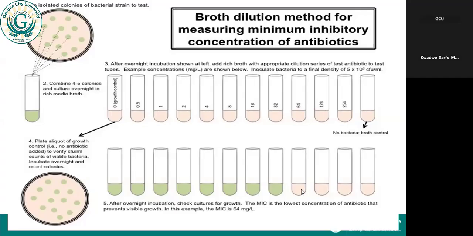So why not come to the 64 that was able to suppress the growth? That's why you're not seeing green. The green represents the colors of the isolate. That's why you are seeing green here. So here there is no growth. There's no growth because the concentration is increased. Here there's no growth because concentration is increased further. Here there was no bacteria, so we don't expect growth.